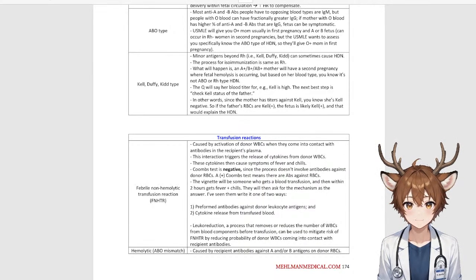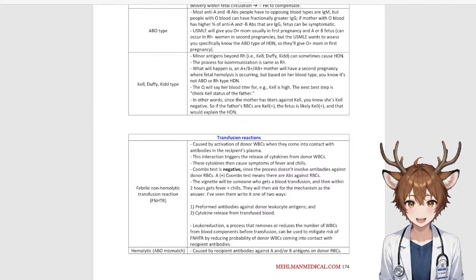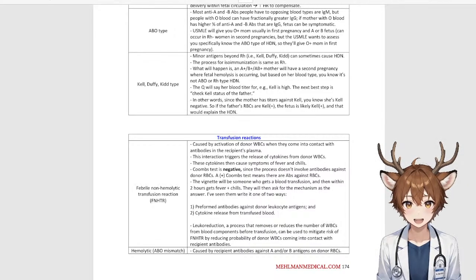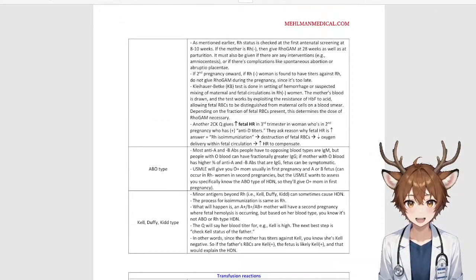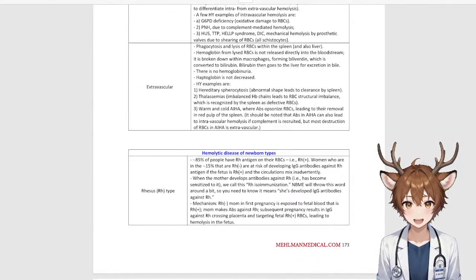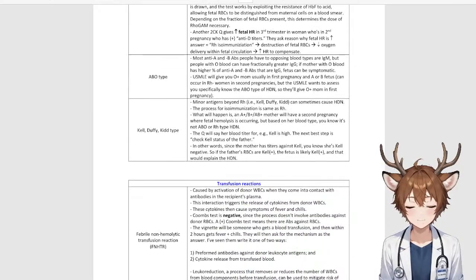Kell, Duffy, and Kidd type. Minor antigens beyond the Rh, i.e. Kell, Duffy, Kidd, can sometimes cause HDN. I want to make sure I'm saying this: HDN referring specifically to hemolytic disease of newborn.